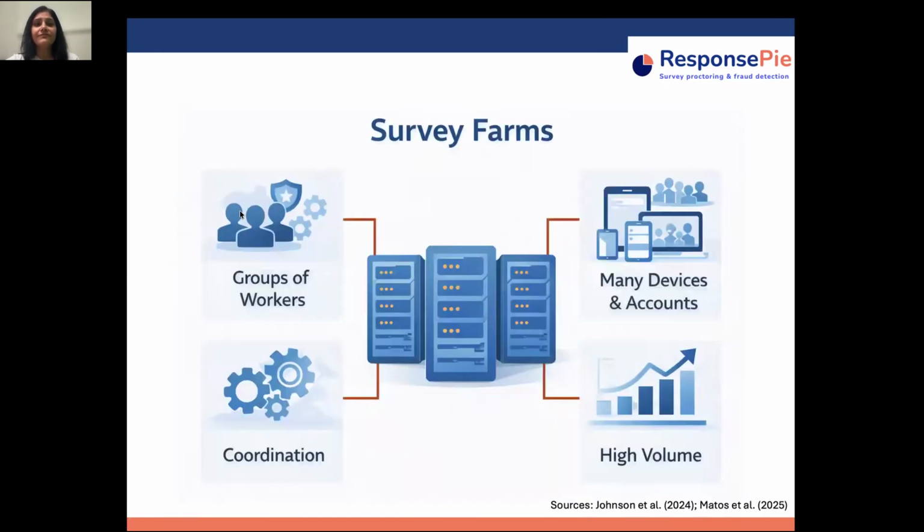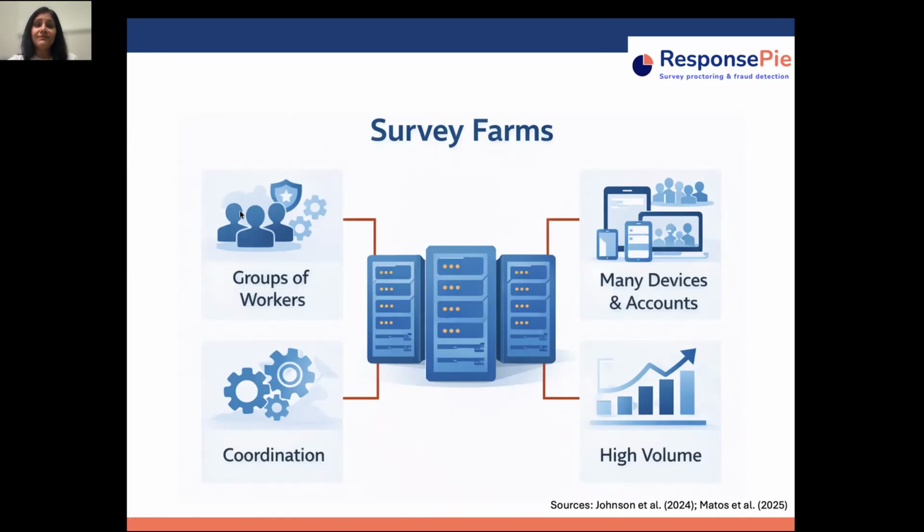Then we have survey farms or click farms, which are essentially four things. These are groups of people that use devices. There's a coordinated effort and there's volume. So, one way of thinking of survey farms is that it's human labor organized to operate like a production system.